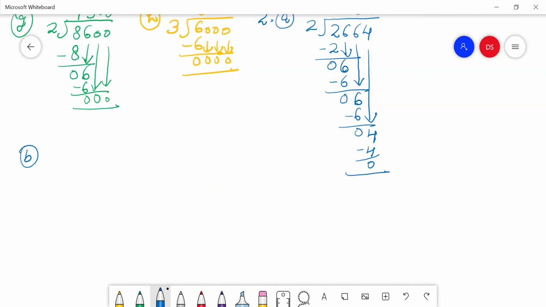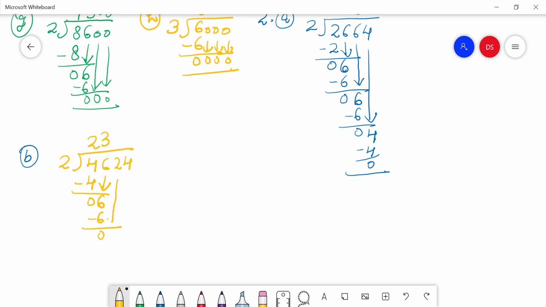B part of question number 2 is 4624. 4624 divided by 2. 2 2s are 4. 4 minus 4 is 0. Next number 6 divided by 2. 2 3s are 6. 6 minus 6 is 0.